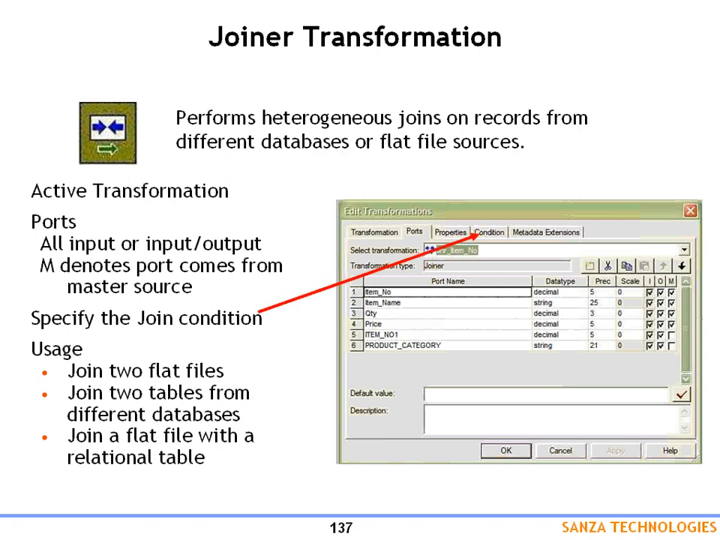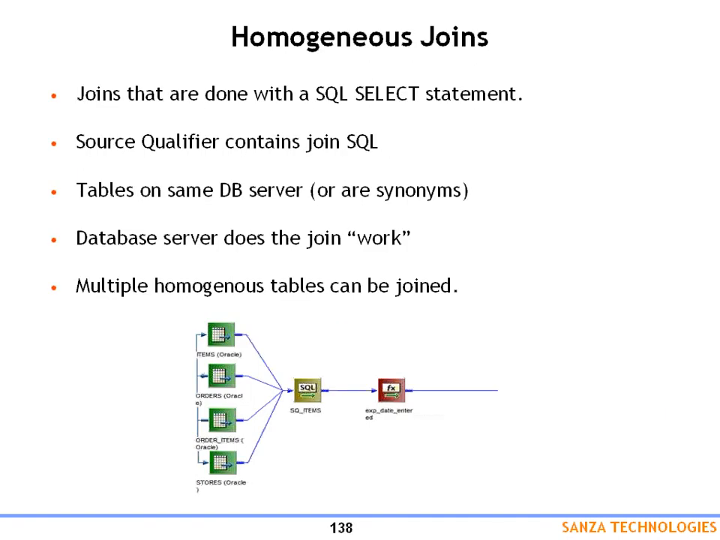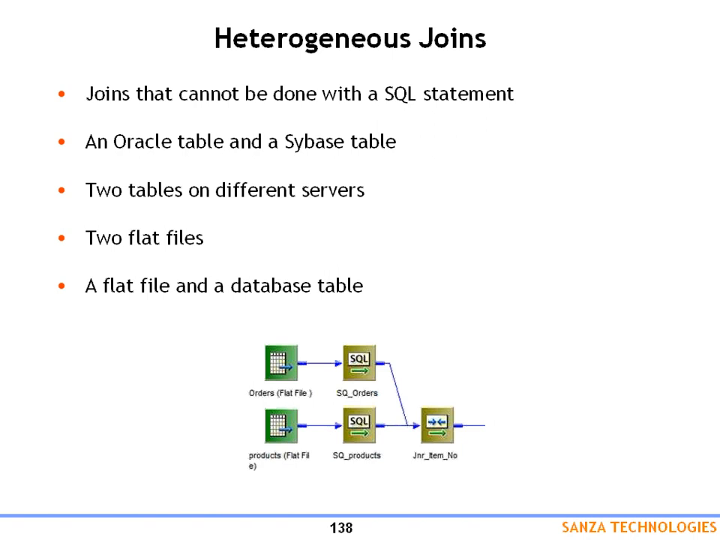It has three ports: input port, output port, and master port. Import we will discuss later. So, in Informatica, if it is homogeneous joins, joining two tables or more than two tables, you can join them in a single source qualifier. The join can be done on a source qualifier if it is relational tables. If it is not a relational table, or the combination is not relational tables, that cannot be joined on a SQL statement, then you join them in a source qualifier transformation.